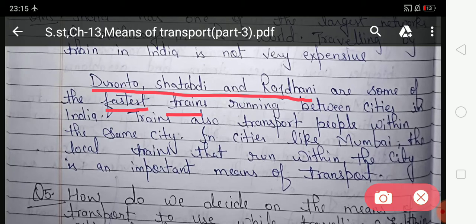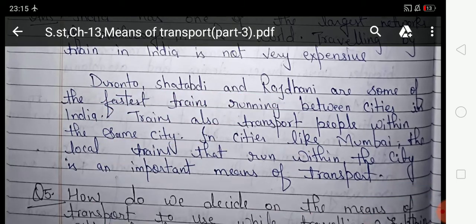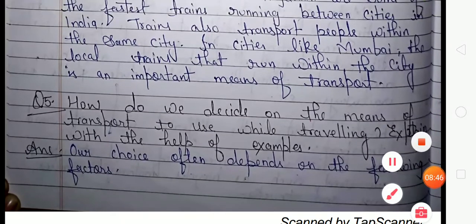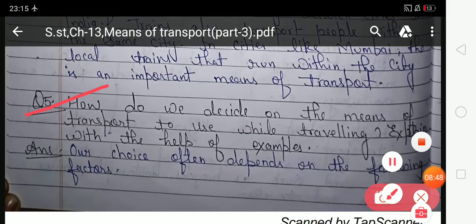In cities like Mumbai, the local train that runs within the city is an important means of transport. So now come to the next question, that is question number 5. How do we decide on the means of transport to use while traveling? Explain with the help of examples.